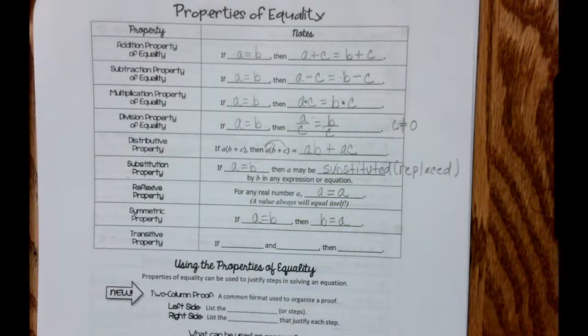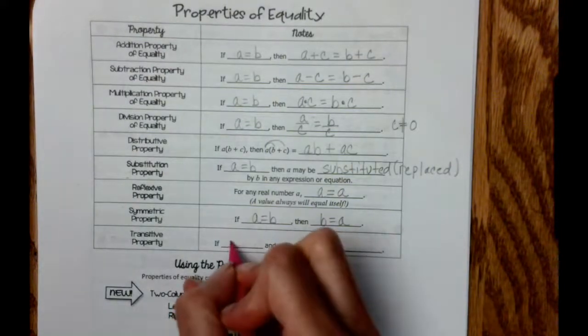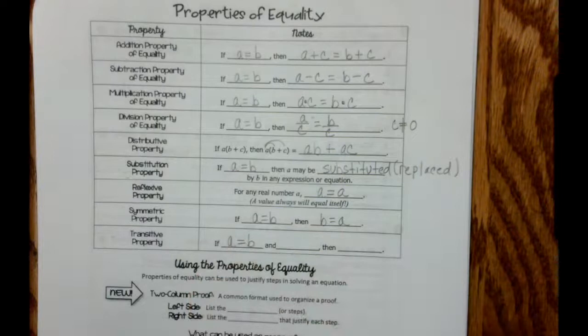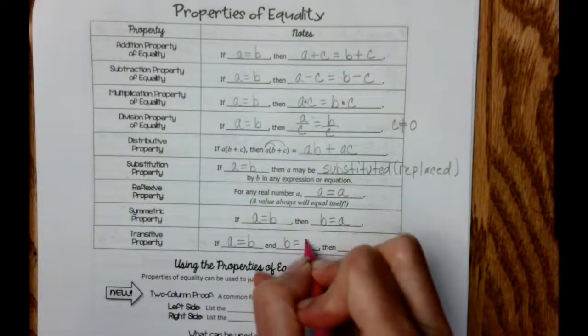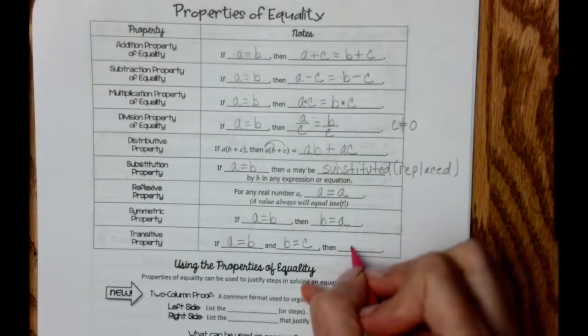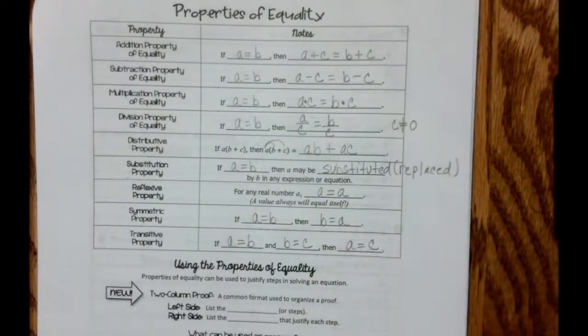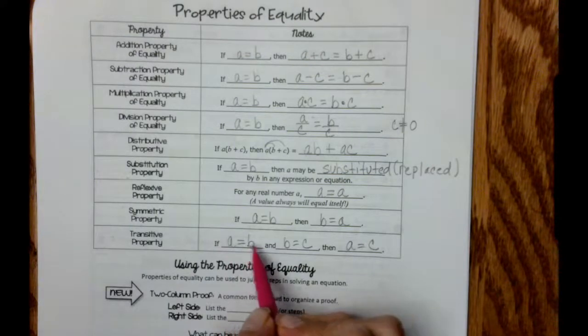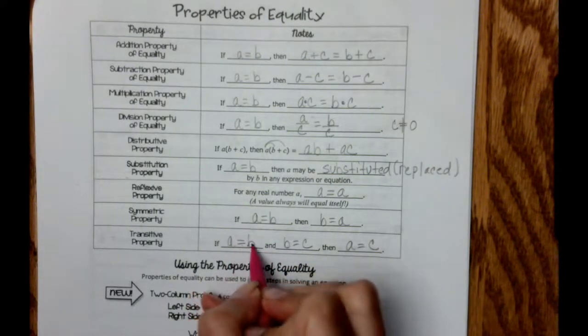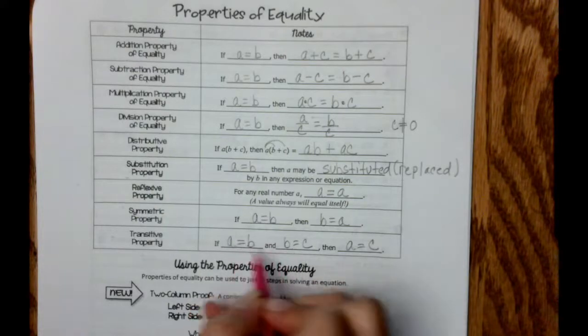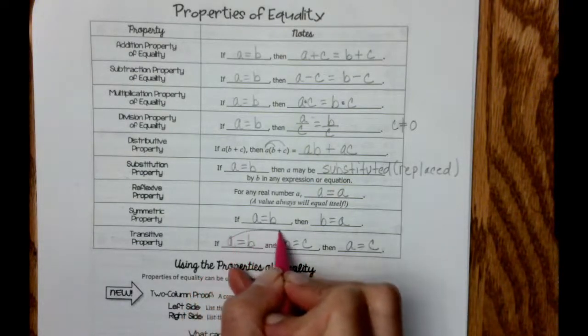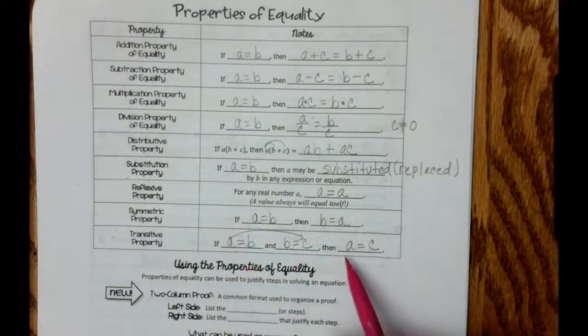And lastly, the transitive property says that if A equals B and B equals C, then A equals C. And I like to do kind of a play on words, which is transitive property. Transitive kind of sounds like transport. So A equals B, B equals C. Because B is in both of these first two sections here, we can transport A across B, and that's where we end up with C.